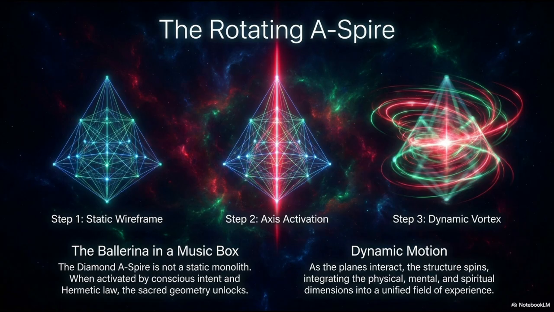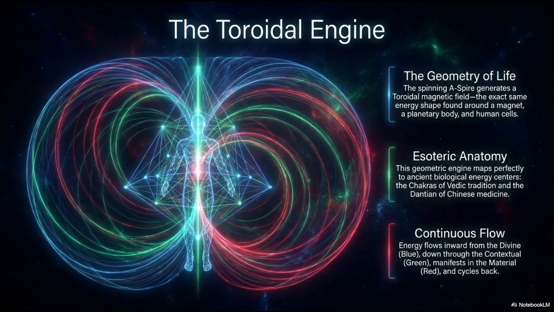Physics shows us that there are toroidal fields, these continuously flowing donut-shaped energy vortexes around all magnetic centers. You see this shape around the Earth with its magnetic field. Yeah, you see it around an apple. And you see it around human cells, our major organs, and what ancient Eastern traditions call the chakras or the dantian. The concentrated energy centers in the body. Exactly. So we move from a flat diagram on a whiteboard to a breathing, spinning energy field.